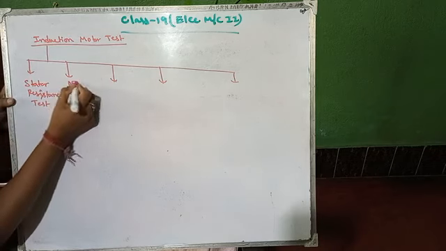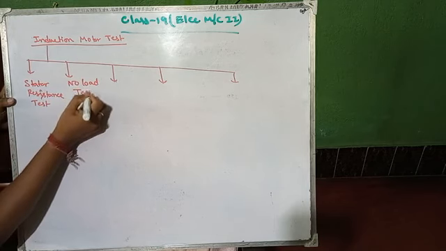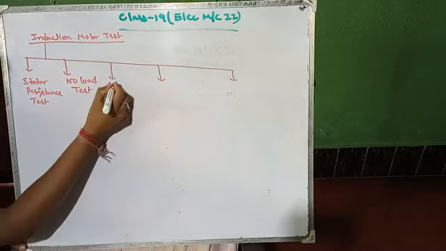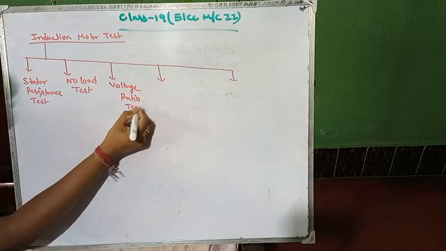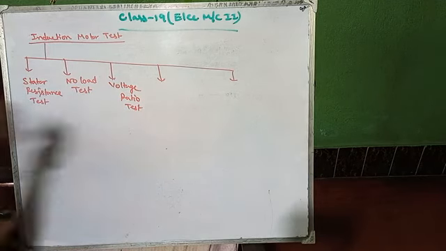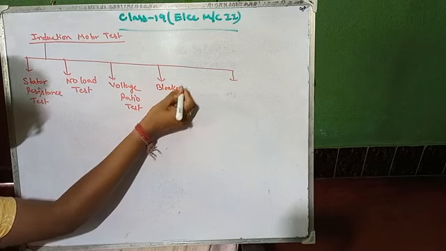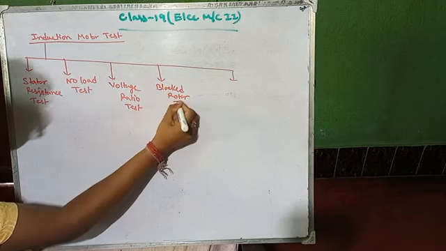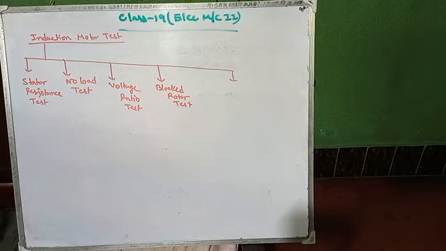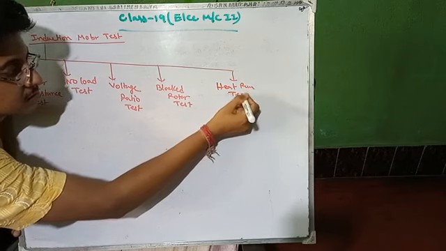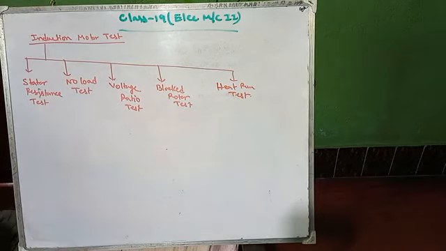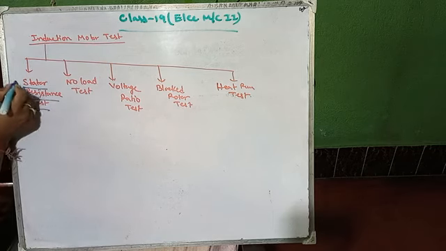Second one, no load test. Third one, voltage ratio test. Fourth one, blocked rotor test. And fifth, that is the last one, heat run test. So all these 5 tests belong to the induction motor tests. So first, write the stator resistance test.